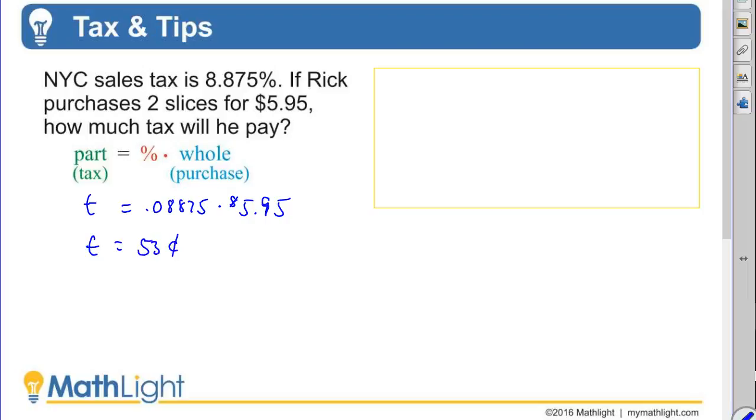And I'm rounding off to the nearest cent, right? And why would I do that? Because I'm dealing with money, right? When you deal with money, you want to round off to the nearest cent, all right? And so we're going to round off to the nearest cent, and that would be 53 cents.